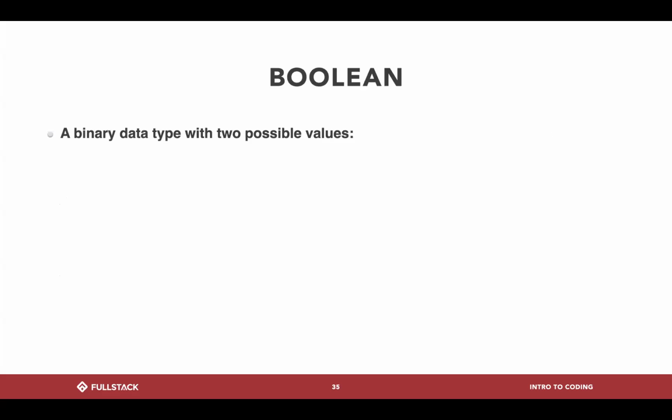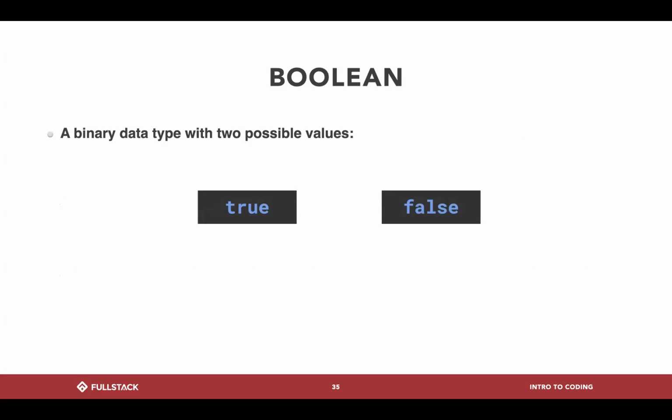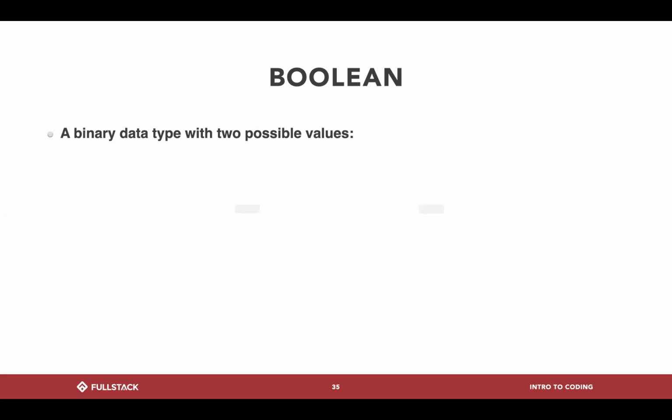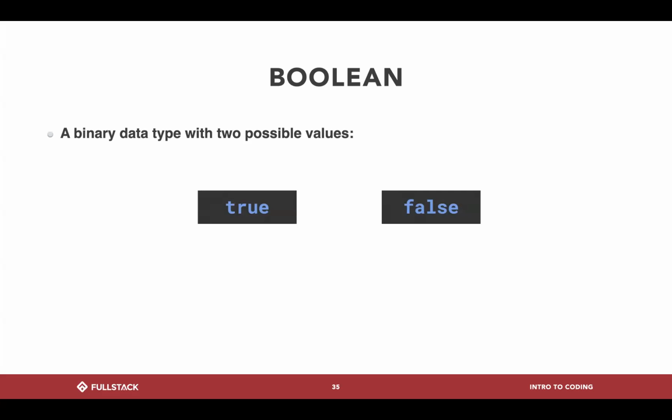We have Booleans, a binary data type with 2 possible values. So this is just a way of saying Booleans can only be one of 2 values, true or false. A Boolean is always only either true or false.